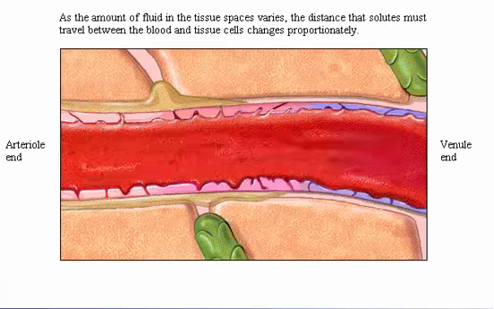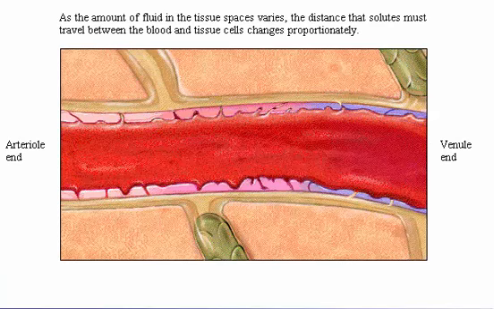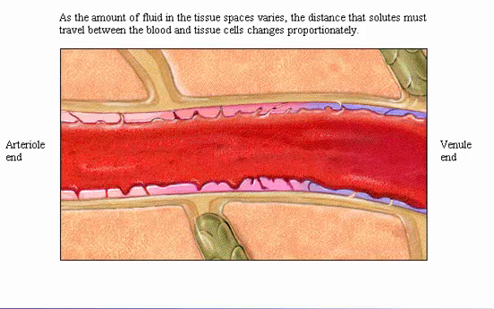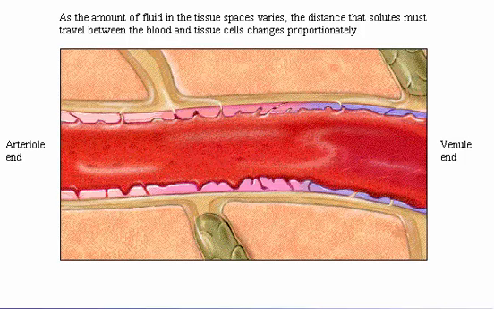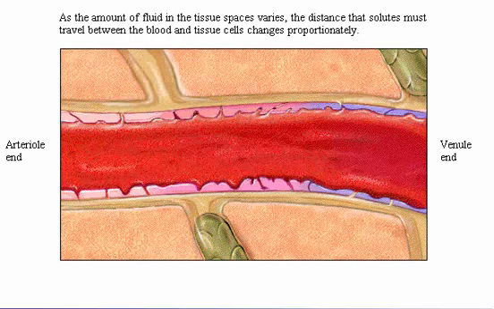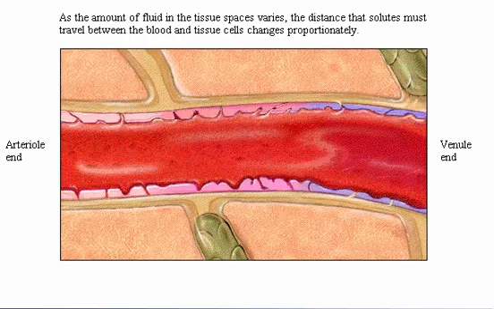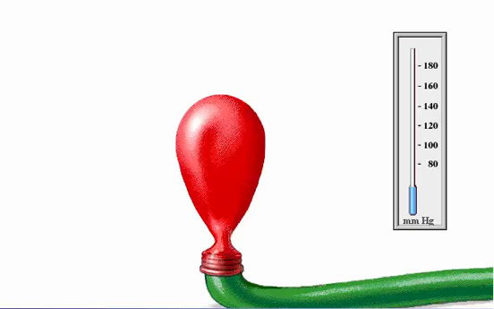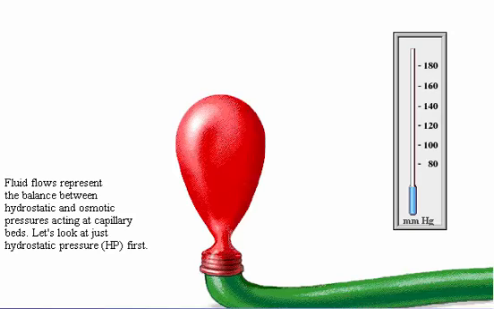As the amount of fluid in the tissue spaces varies, the distance that solutes must travel between the blood and tissue cells changes proportionately. If there is more fluid in the tissue spaces, solutes must travel farther between the blood and tissue cells. Fluid flows represent the balance between hydrostatic and osmotic pressures acting at capillary beds.